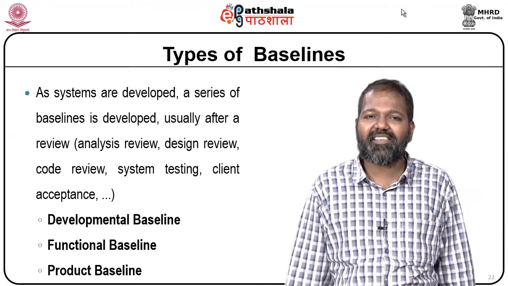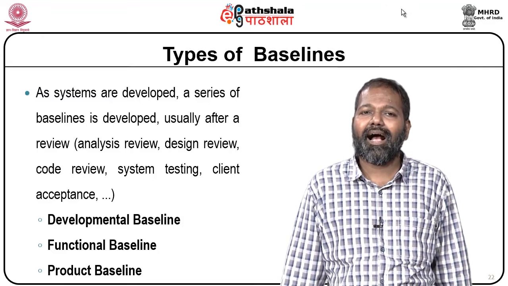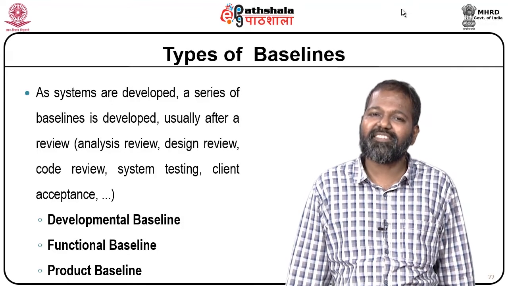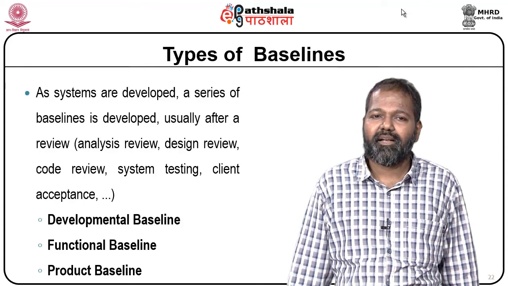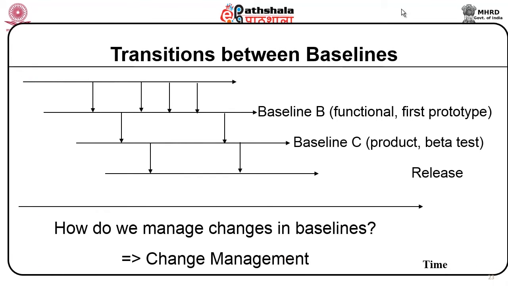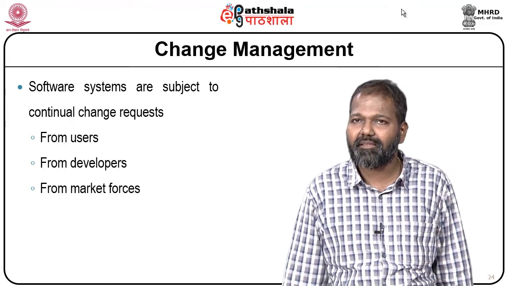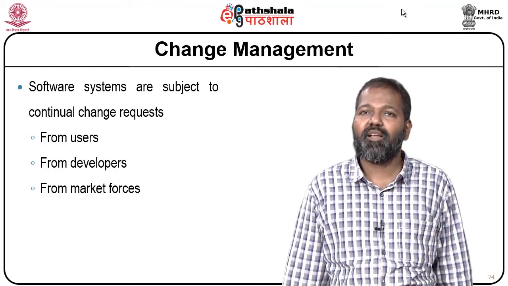Types of baselines: as systems are developed, a series of baselines is developed, usually after a review: analysis review, design review, code review, system testing, client acceptance. Developmental baselines, functional baseline, product baseline. Transition between baselines: baseline B, functional first prototype; baseline C, product beta test. Next baseline is release. How do we manage changes in baselines? We have change management procedures. Change management: software systems are subject to continuous change requests from users, from developers, from market forces.